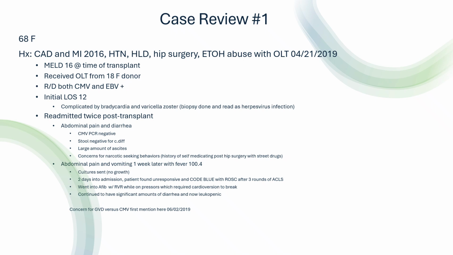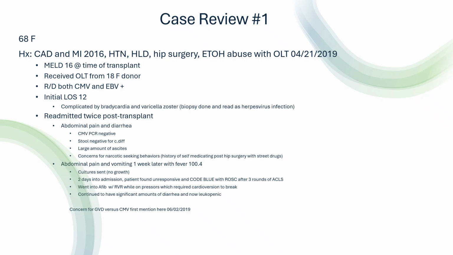Then the next admission was abdominal pain again with vomiting. And it was a week later, and now unfortunately she had a low-grade fever of 100.4. They did some cultures on admission with no growth. 2 days into admission, when they were still working her up for everything, she was found unresponsive. Code blue was called, and we were able to achieve ROSC after 3 rounds of ACLS. She did end up in the ICU, and in the ICU she went into AFib with RVR while she was on pressor support, which required an electrocardioversion to break that.